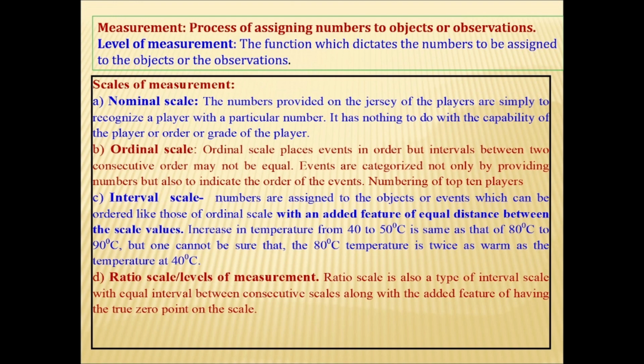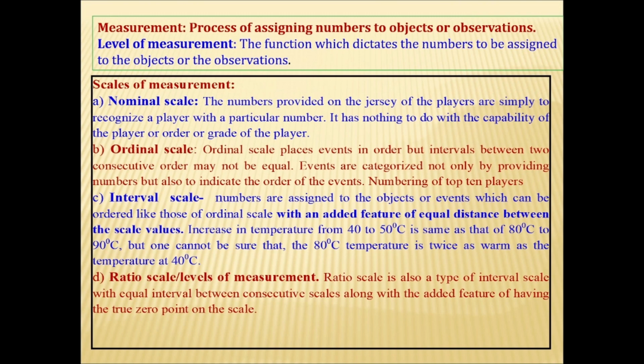Now, when we are talking about quantitative variables, they need to be measured. What is measurement? Measurement is the process of assigning numbers to observations. Depending upon the measurement, there are different scales: nominal scale, ordinal scale, interval scale, and ratio scale.